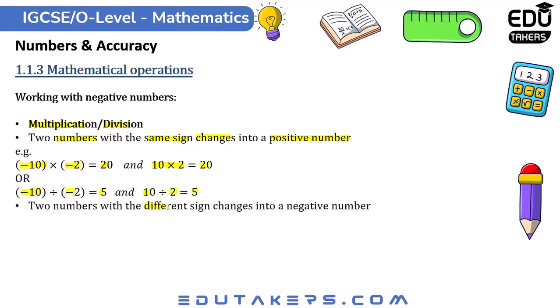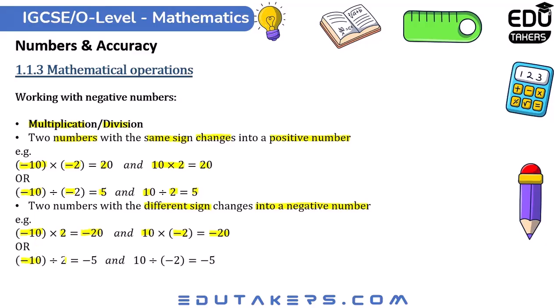Two numbers with different signs change into a negative number. So in multiplication or division, two numbers with different signs change into a negative number. For example, negative 10 times 2 will be negative 20, or 10 times negative 2 equals negative 20. For division, negative 10 divided by 2 equals negative 5 and 10 divided by negative 2 equals negative 5.